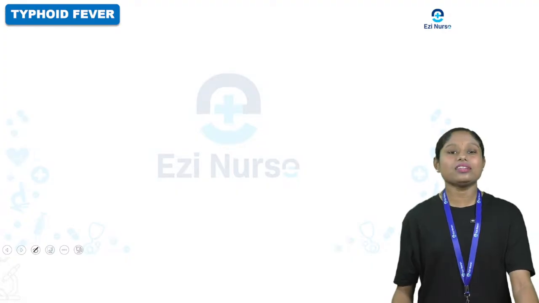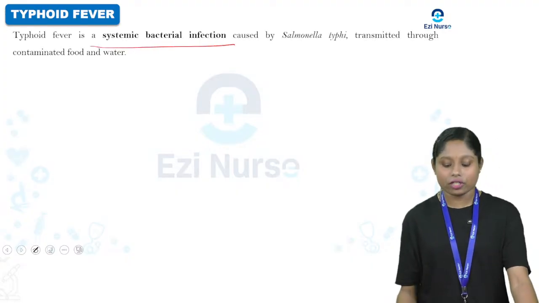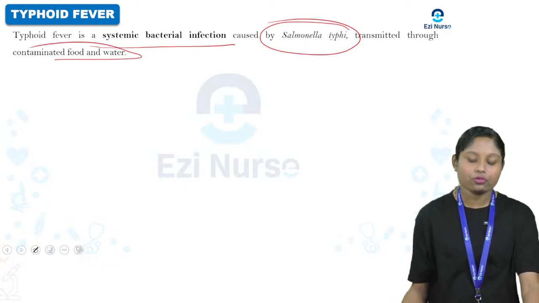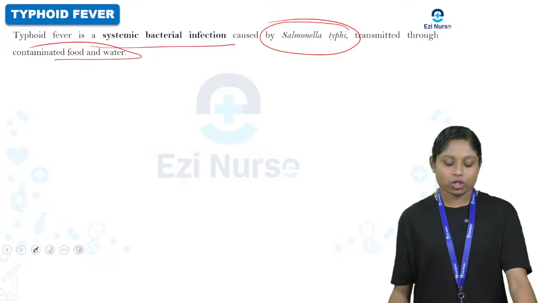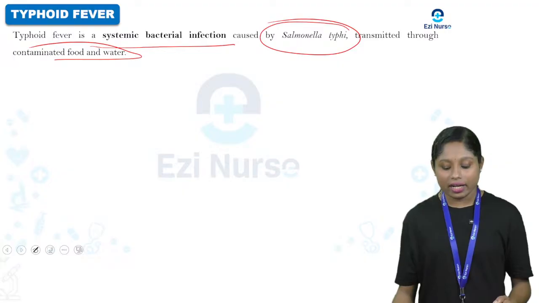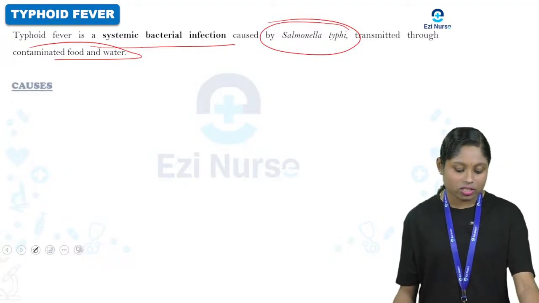So next we will discuss typhoid fever. What is it? It's a systemic bacterial infection caused by Salmonella typhi, transmitted through contaminated food and water. So that is typhoid fever.